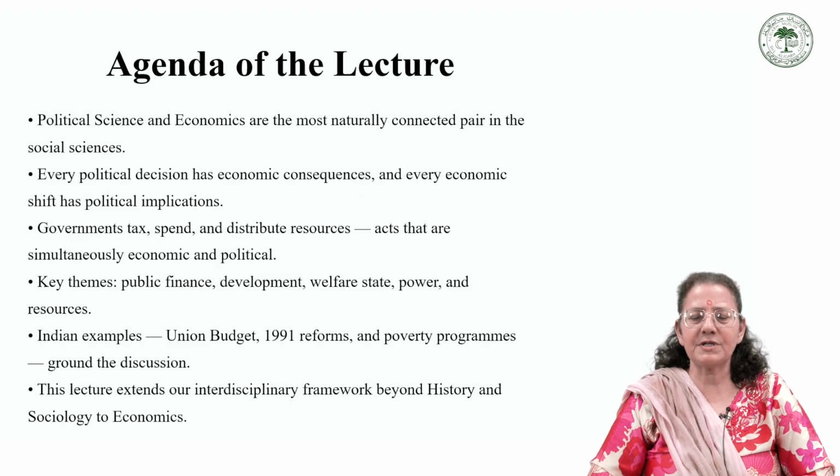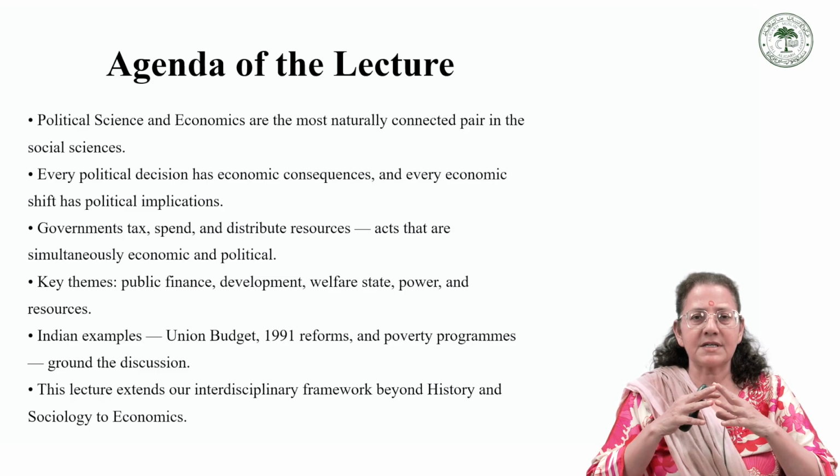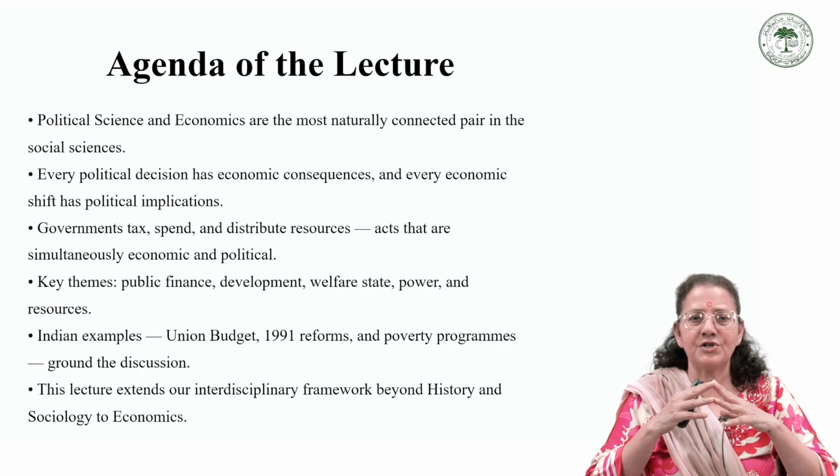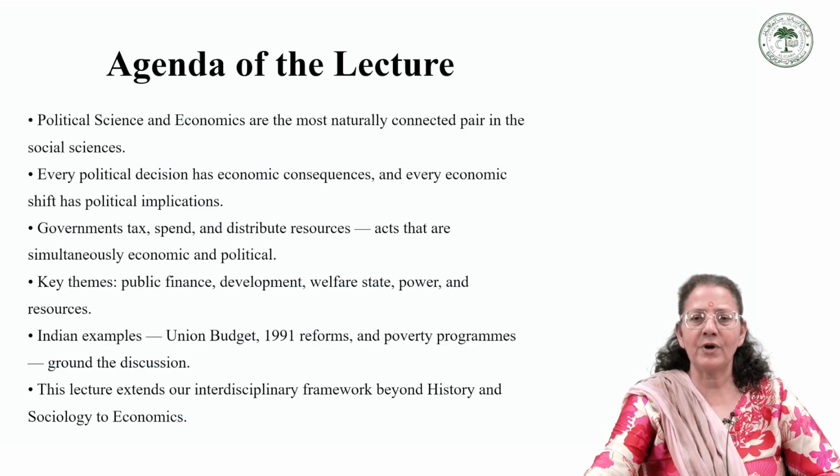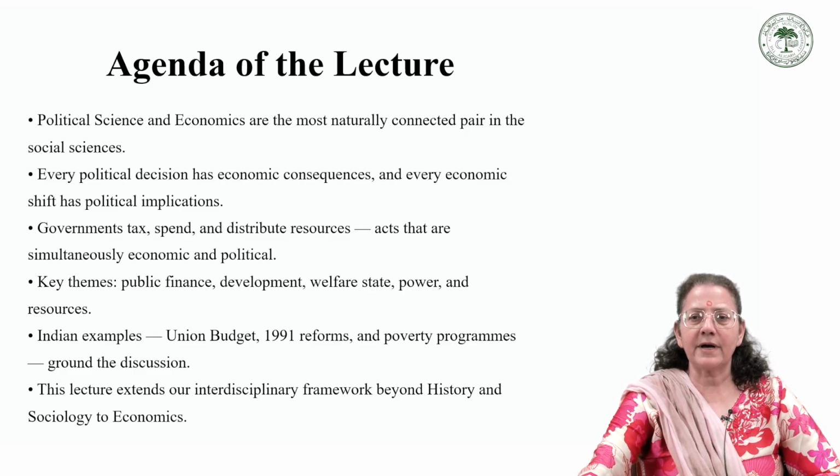In our previous two sessions, we explored the interdisciplinary relationship between political science and history in lecture 6, and between political science and sociology in lecture 7. In lecture 7, we saw how social structures such as caste, class, gender and religion shape political behavior, voting patterns, etc. Today we continue expanding our interdisciplinary understanding by exploring a third crucial connection: between political science and economics.